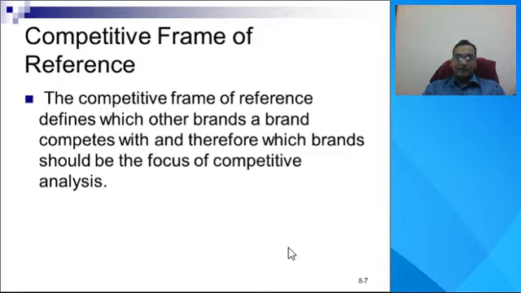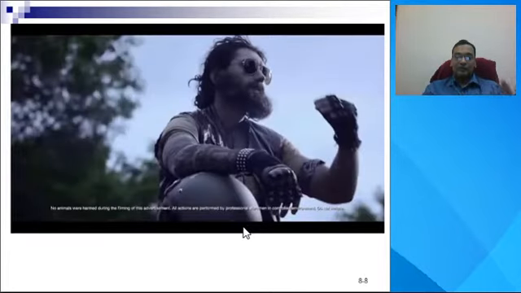In certain cases, defining a competitive frame of reference will also help you in telling the customer in which category your product belongs. You are also telling the customer that, hey, look, my brand is a competitor to this brand, so you should consider my brand in the same league as this competitor brand. I'll give you an example. The example is the recent launch of Bajaj Dominar, which in its first campaign tried to make fun of the market leader, that is Enfield.